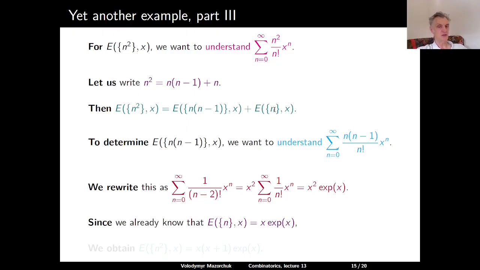Since we already know that the exponential generating function for the sequence n is x times the exponent of x, we add them up and obtain that the exponential generating function for n squared is equal to x squared plus x times the exponent of x. Or we can write it as x times (x plus 1) times the exponent of x.